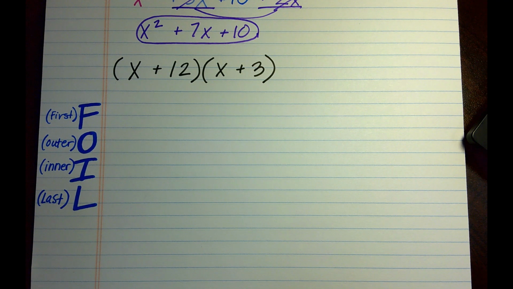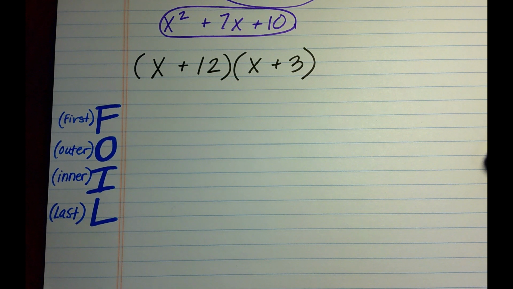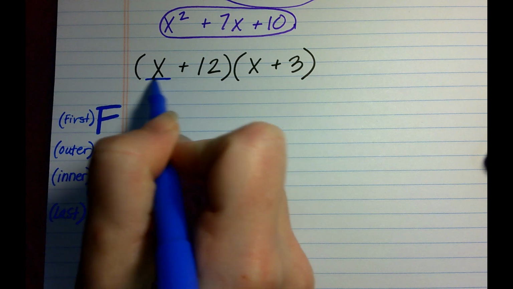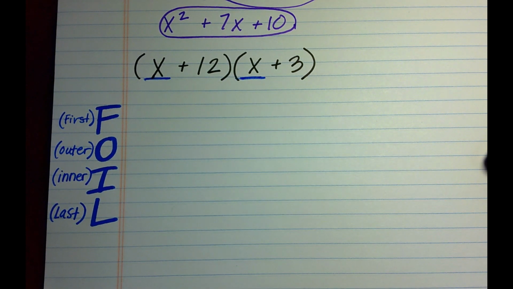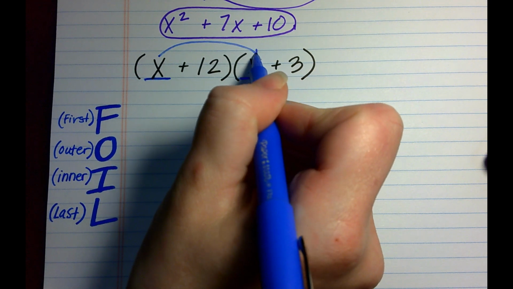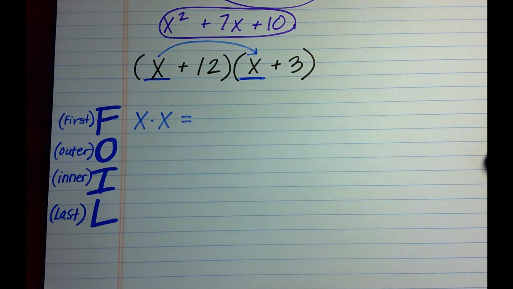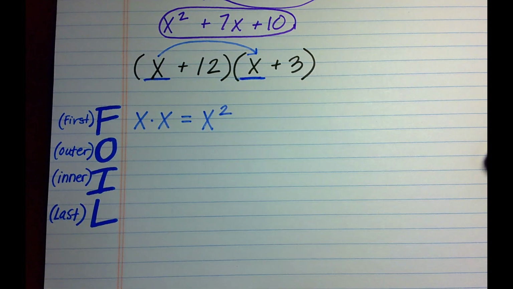So what we're doing here is for the F part of FOIL, for the first, we are going to multiply the first term of both binomials. Here's the first term, x. Here's the other first term, x. So for my first terms, I'm doing x times x, which is what? X squared. Good. So there's the first term of our FOIL.